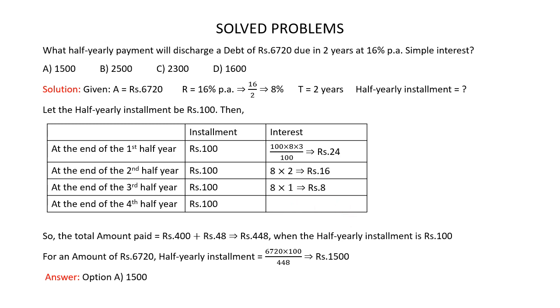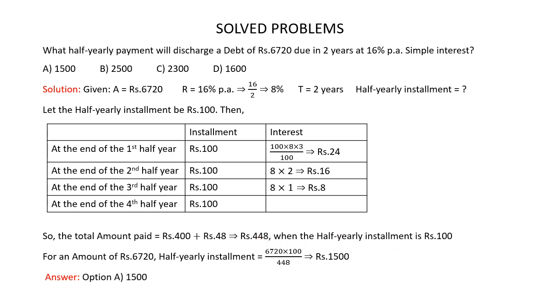So now the total amount paid is 100 plus 100 plus 100 plus 100, which is 400, plus 24 plus 16 plus 8, which is 48. So the total amount paid is 400 plus 48, which is rupees 448, when the half yearly installment is rupees 100. Now here we are asked to find the half yearly payment when the amount is rupees 6,720. So if the amount paid is rupees 448, then the half yearly installment is rupees 100.